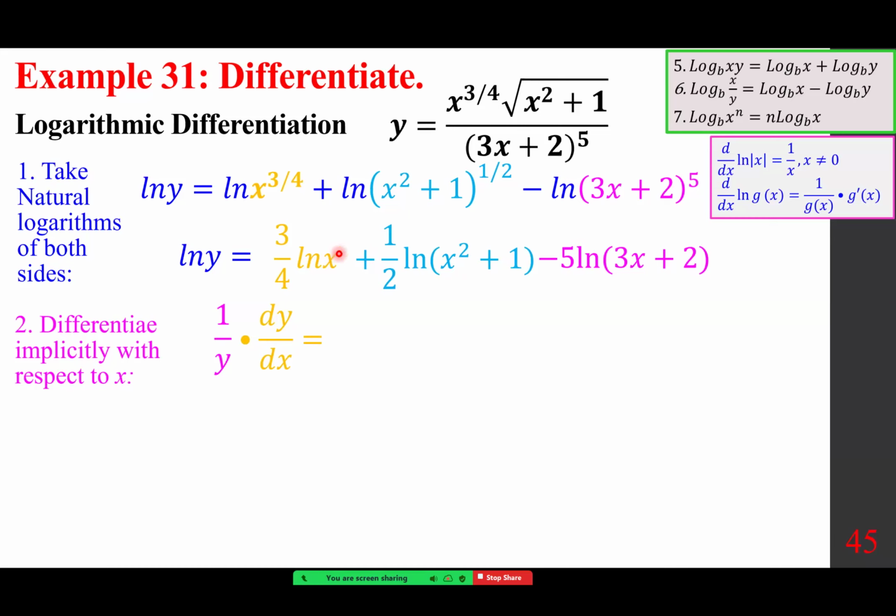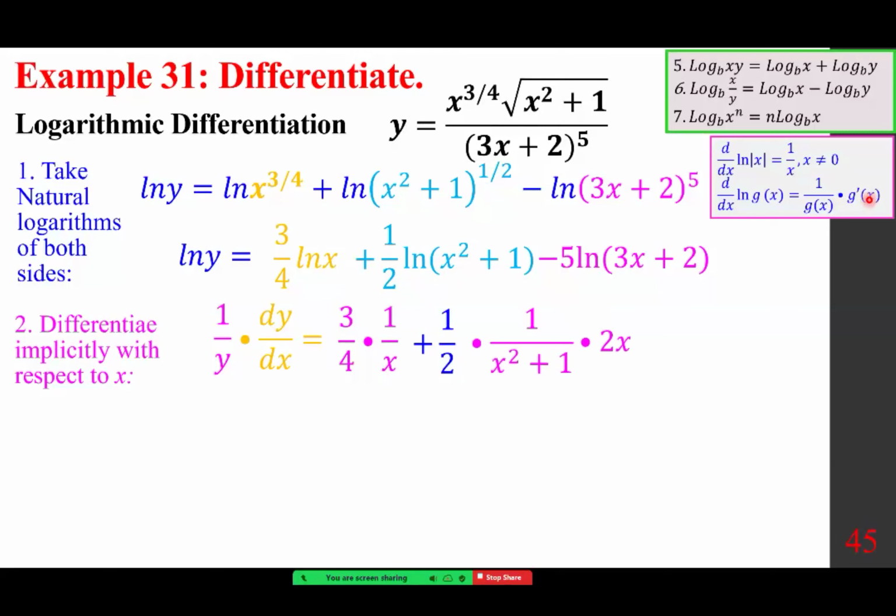This one remains the same, 3/4. And this one is 1 over x. So 3/4 doesn't change. Ln x gives you 1 over x. One half remains. Now flip this over. We are working on this one. 1 over x squared plus 1. And then by the chain rule, the derivative of that, which is 2x.